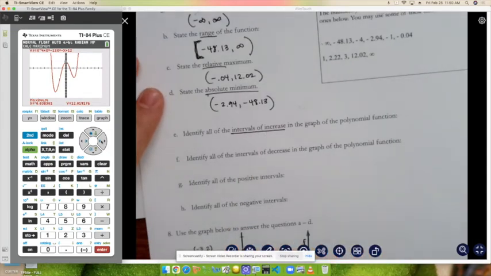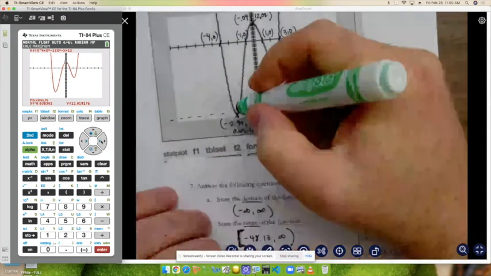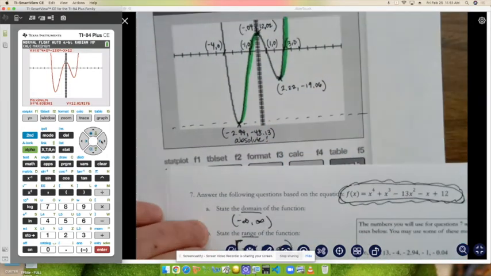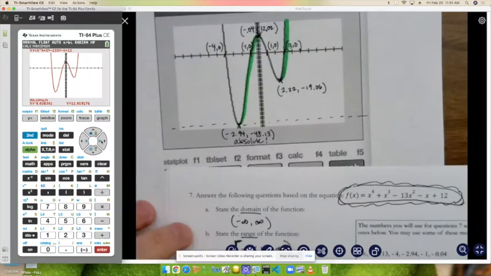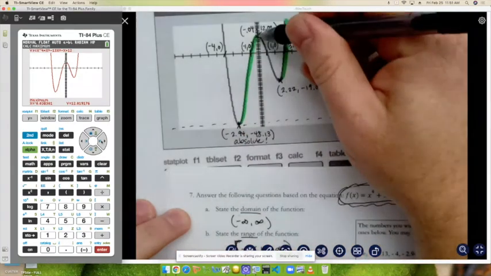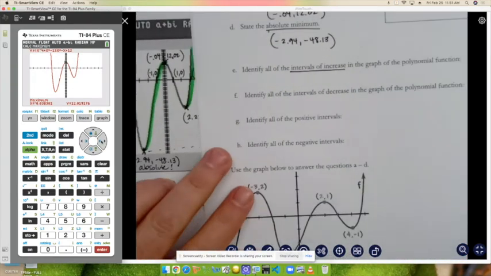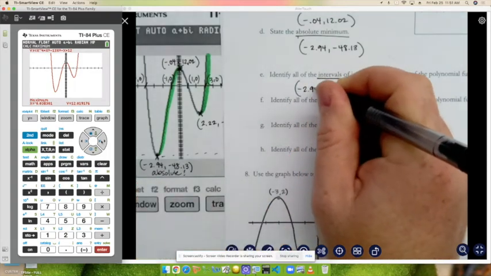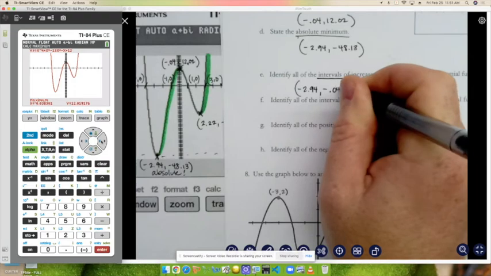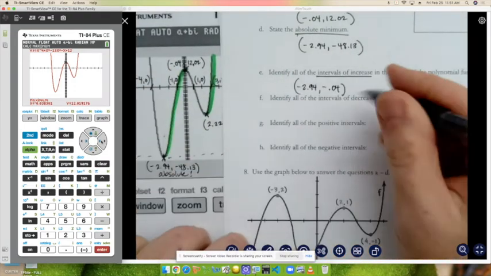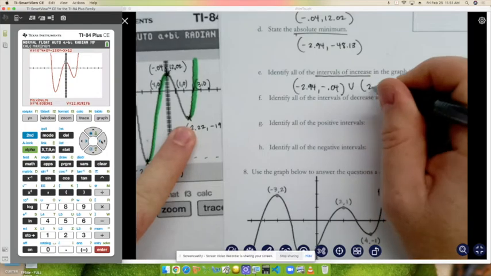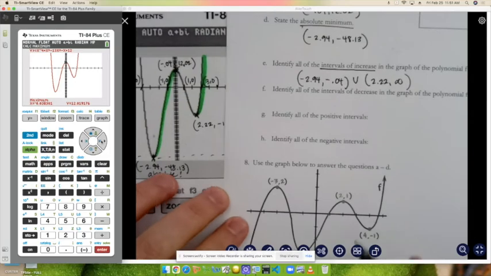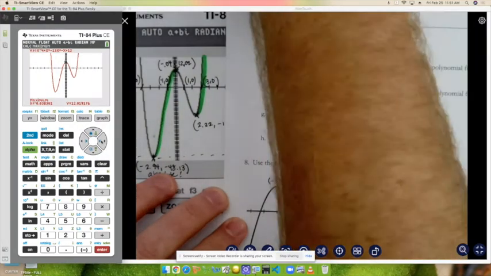All right, intervals of increase. That is, when is this graph heading uphill? So here's a section that goes uphill, and here's a section that goes uphill. There's two increasing sections, which I've just drawn in green. So tell me where the graph is increasing. We have that first bit of increase from negative 2.94 to negative 0.04. That's that section. But then I have another chunk of green uphill that goes from 2.22 all the way up to infinity. So there's two regions, and I'm just joining them together with a union symbol.